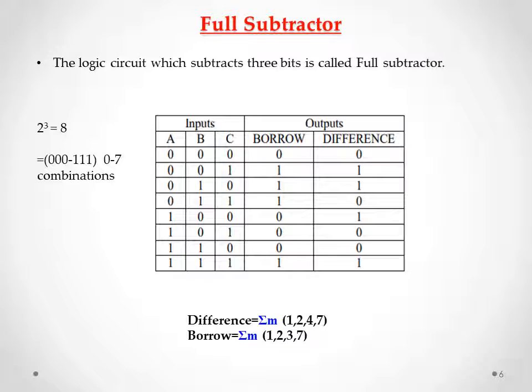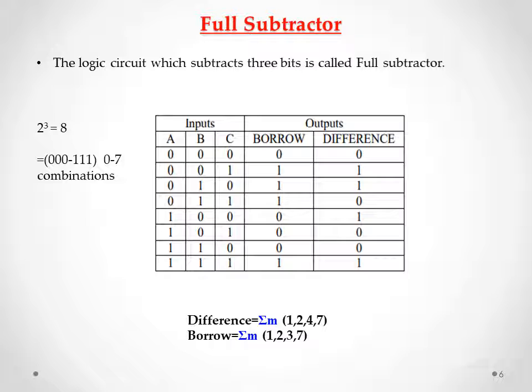Full subtractor is a combinational circuit which subtracts 3 bits. The 3 inputs are A, B, C and the outputs are borrow and difference. With the 3 inputs, we can make 8 possible combinations, that is 0 to 7 combinations we can make.